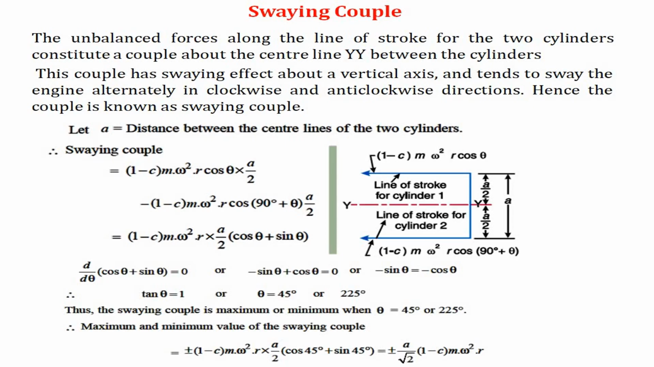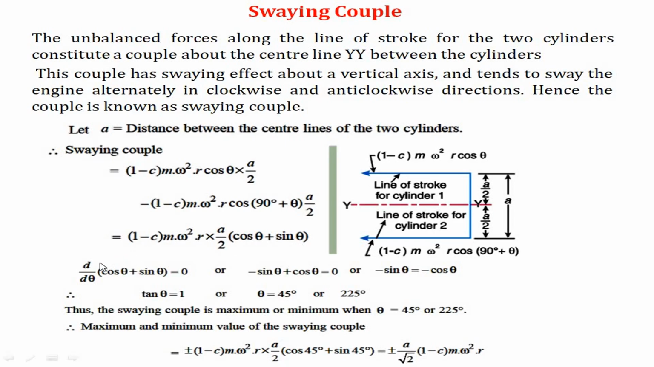Now if we take the net couple over here, which can be represented as swaying couple, it is going to be force multiplied by distance and force multiplied by distance. One is going to be clockwise, the other anti-clockwise. So at last we are going to get (1 - c) m ω² r (a/2) (cos θ + sin θ). Once again we are looking for the maximum value of swaying couple.